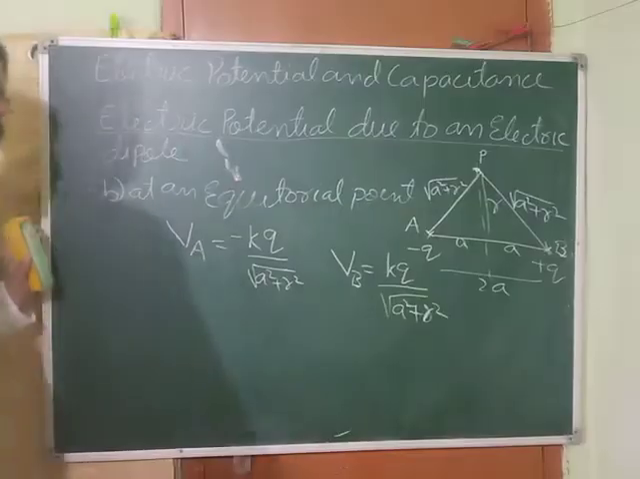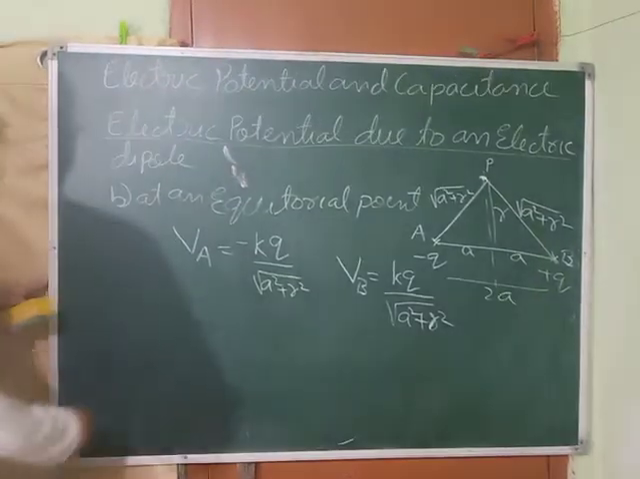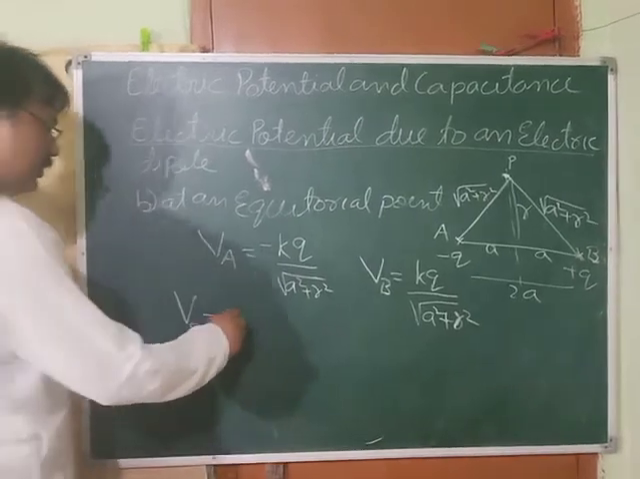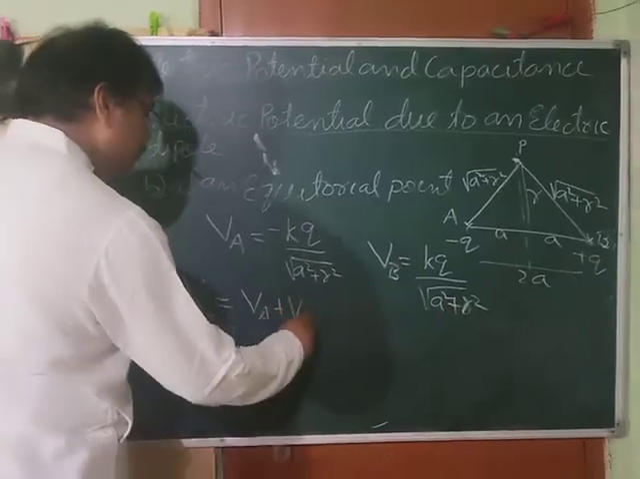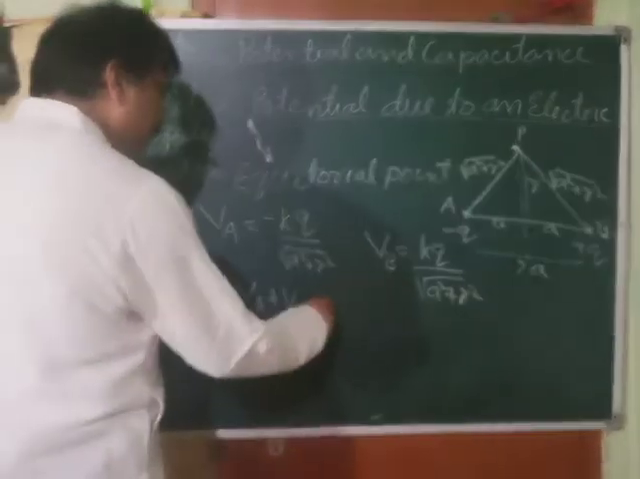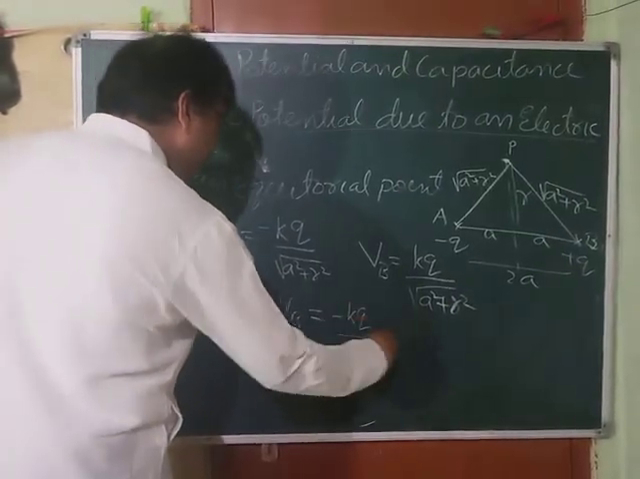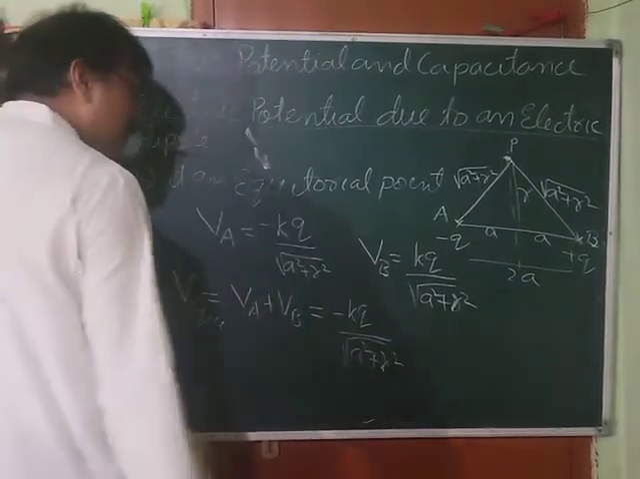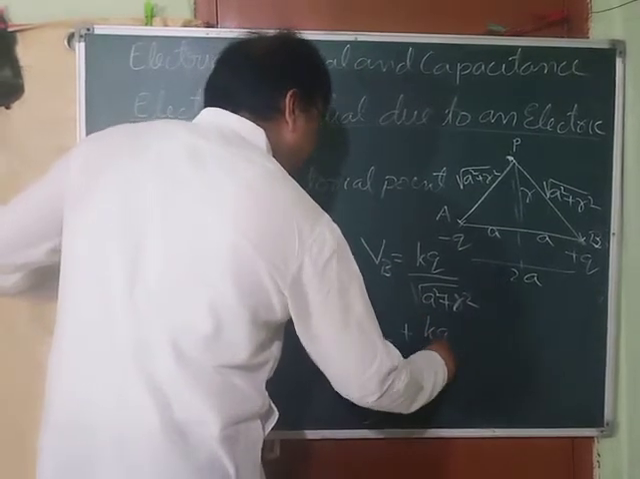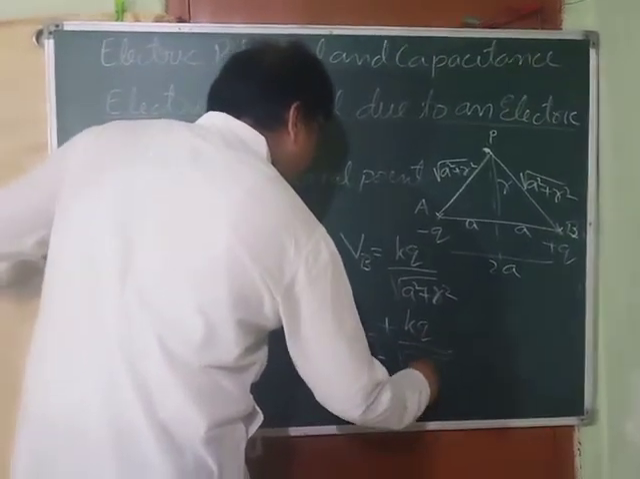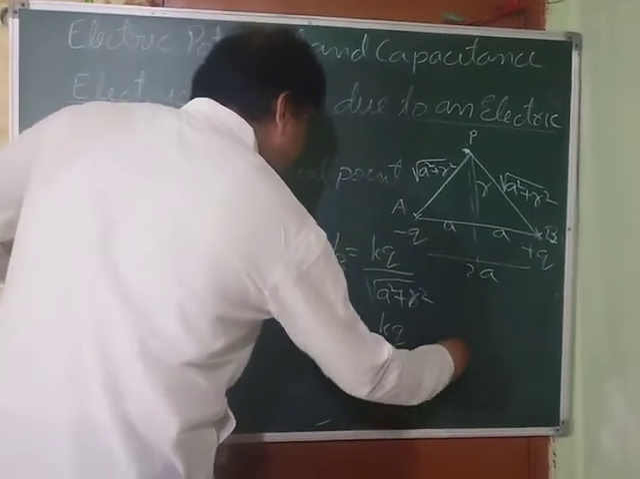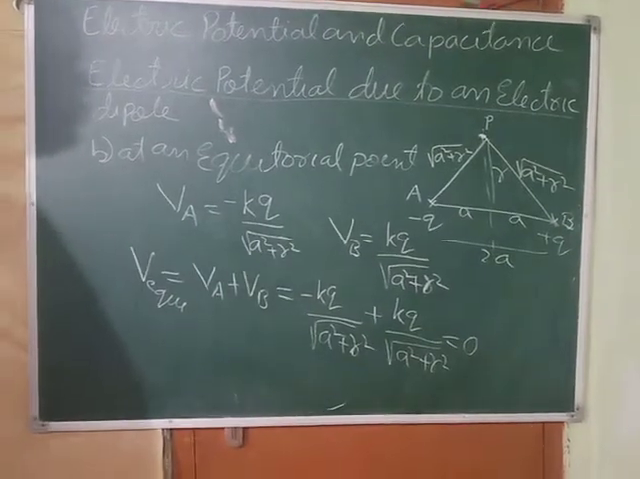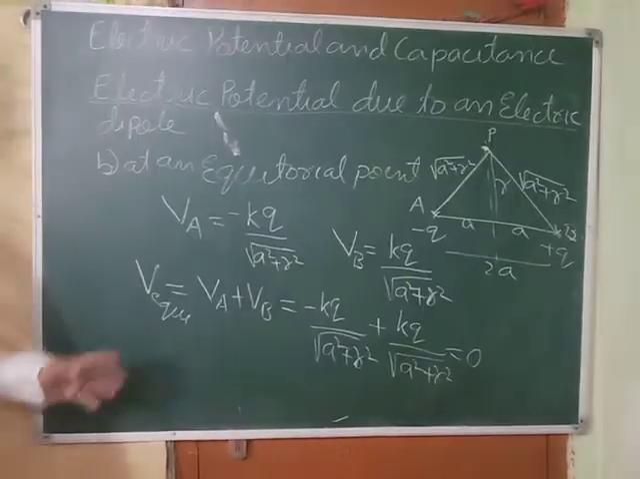Now, what is the net potential at point P? It is equatorial, so we can write simply VA plus VB because it is a scalar quantity. When we write VA, we get minus KQ upon A square plus R square, and here we get KQ upon A square plus R square. You are going to get 0. So electric potential at an equatorial point is 0 for an electric dipole. Now see, just note it down.